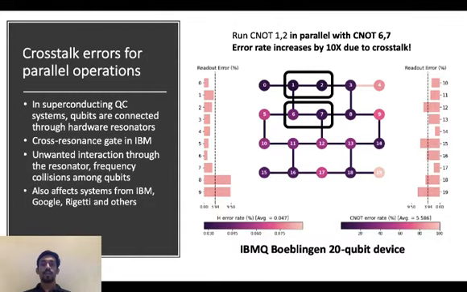But this is not limited to IBM systems. Crosstalk is a major source of noise in quantum computers, and it occurs in systems from other vendors also.